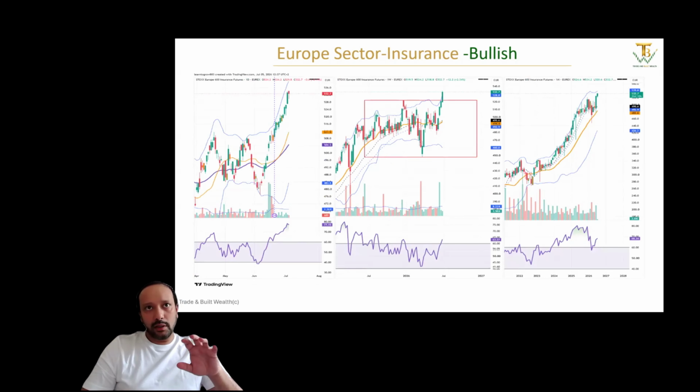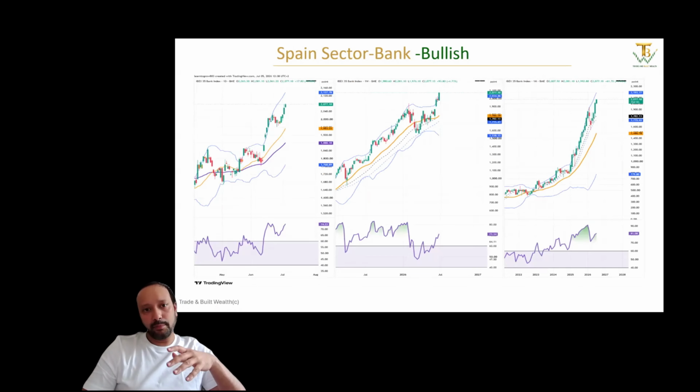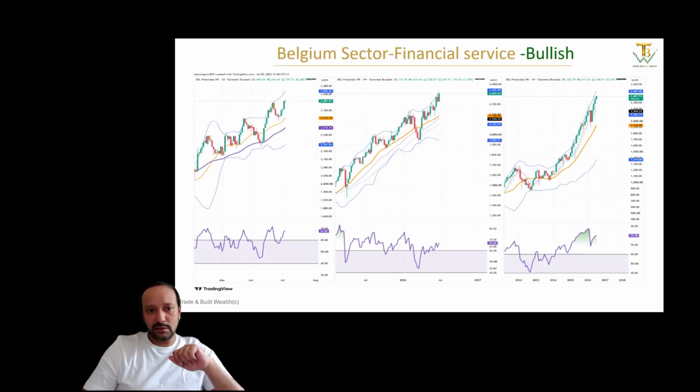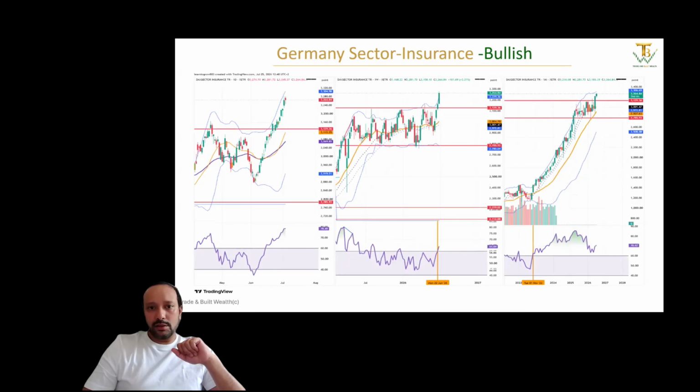Now we will have a look into what countries were more bullish for us, and combine those countries with the sector here. The Spain sector for bank is also very bullish right now at all-time highs, which is a really good sign. Spain financial sector is also bullish, which is also a really good sign at all-time high. And Belgium financial sector is also at all-time high, which is a really good thing. Germany's insurance sector has made a breakthrough, which is a good sign. So it has entered into a bullish zone.